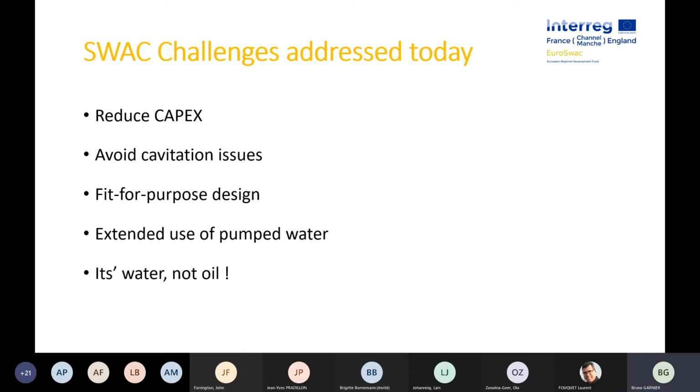The SWAC challenges that will be addressed today, the first one is to reduce capex. The second one is to avoid cavitation issues. The third one is fit for purpose design. Then extended use of pumped water. And to finish, we are going to talk about the fact that it's water and not oil.